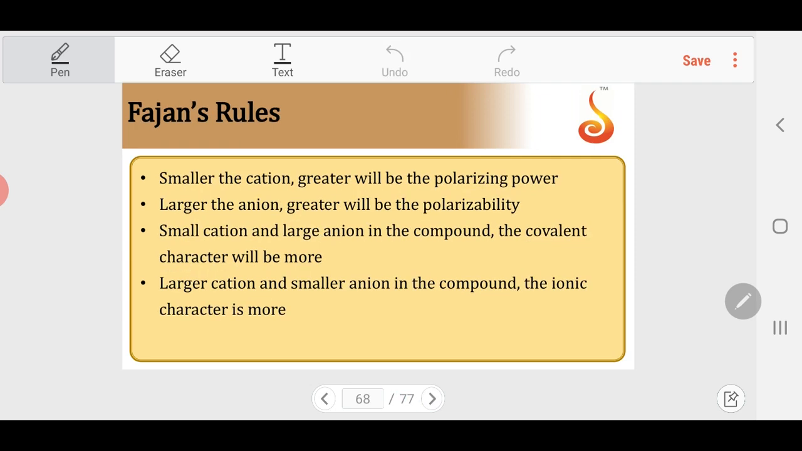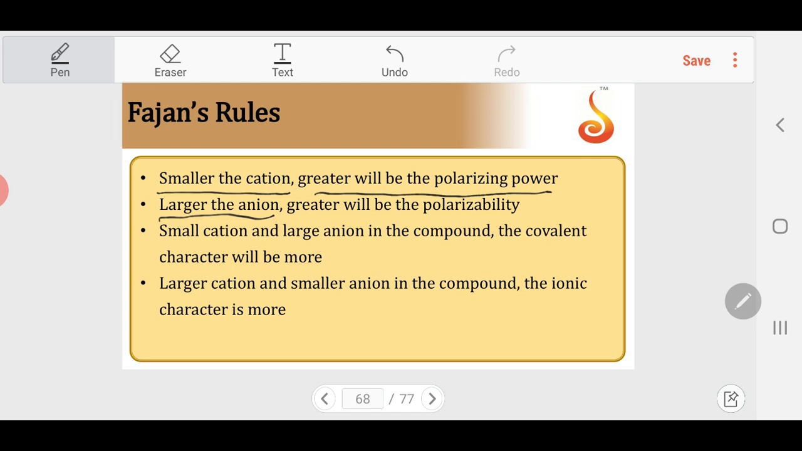So this is governed by Fajan's rule. This is summarized as Fajan's rule. In case of the cation being smaller and the charge being higher, greater will be its polarizing power. It is able to distort the electron cloud of the anion very effectively. If the anion is larger, it can get distorted very easily. If the anion is smaller, it will not allow the cation to take the electron cloud easily.